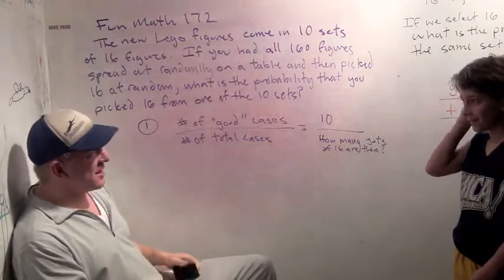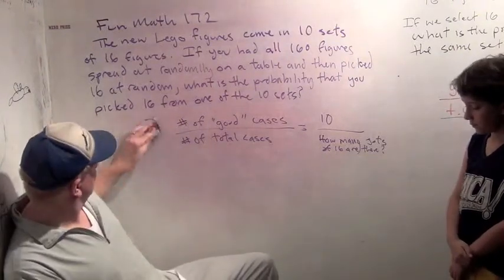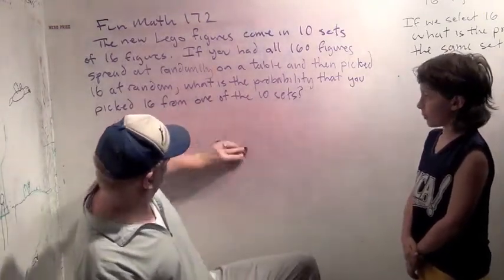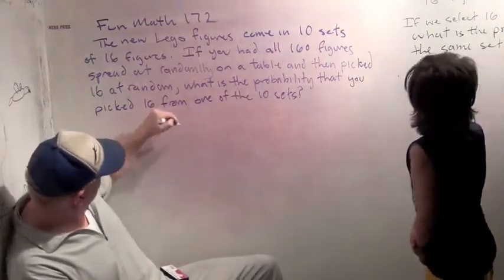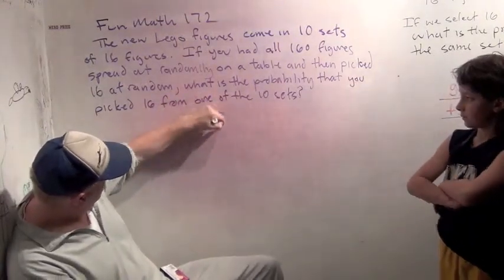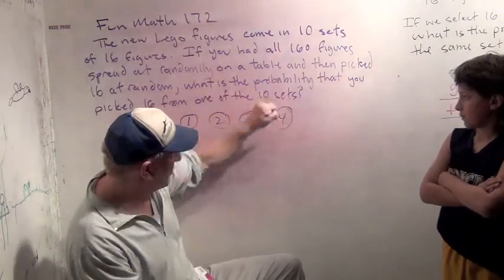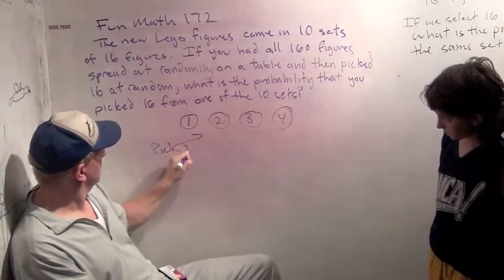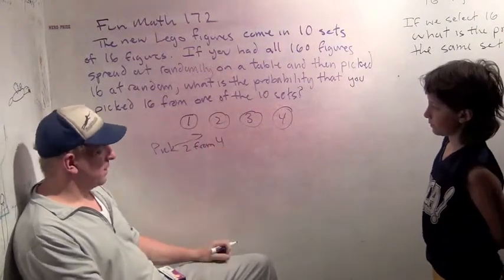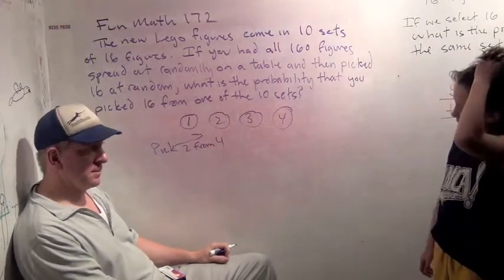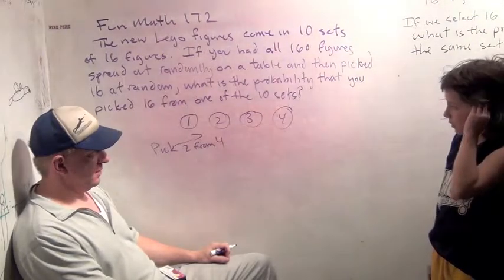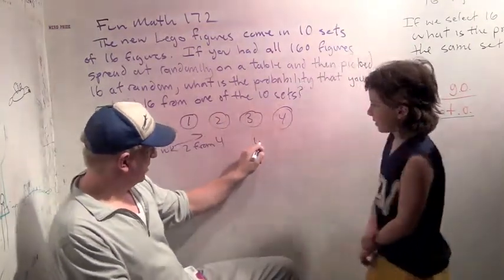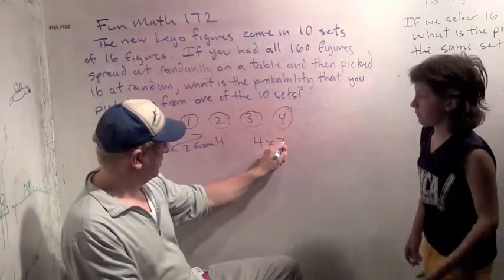No. So we decided to make an easier problem first, right? And do you remember what we looked at first? We looked at 4 minifigures. We looked at sets of 4. So we'll do 1, 2, 3, 4. So I won't draw the minifigures. But we said, how many ways can you pick 2 from 4? How do you figure this out? Well, there's 4 choices for the first minifigure and 3 choices for the second.